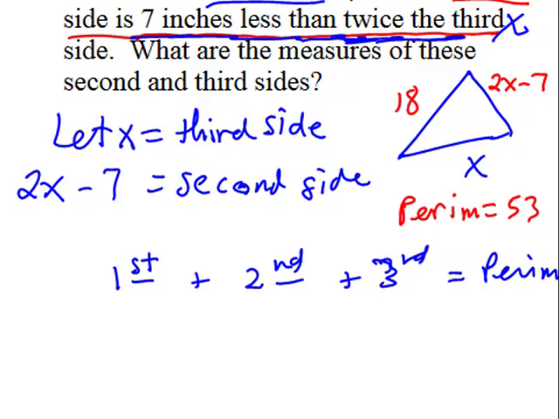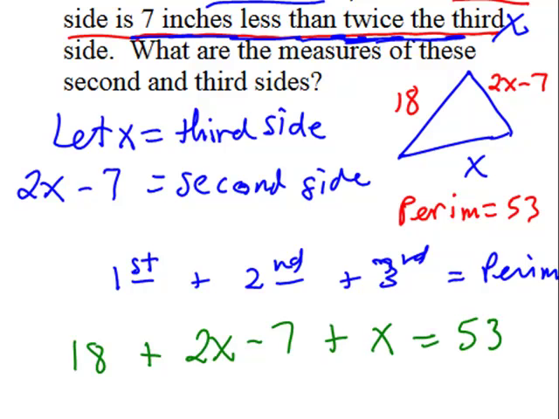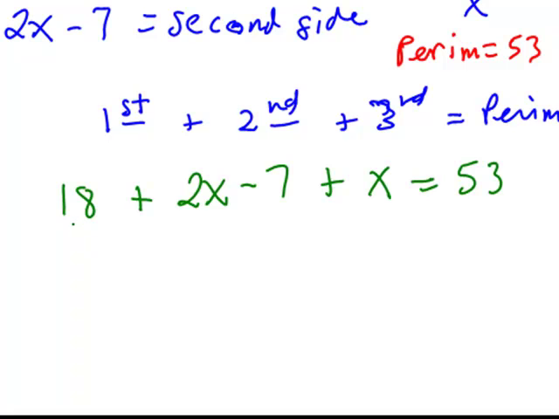And what values do we have here? First side, that'd be the 18, plus the second side is the 2x minus 7. The third side is x, and the perimeter is 53. So now we have this equation to solve, and we're going to combine like terms. 18 minus 7 is 11. 2x plus x is positive 3x. So I'll say plus 3x. That equals 53.